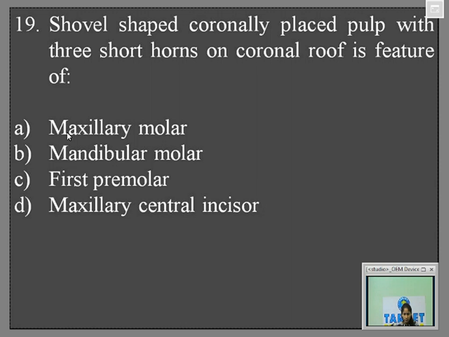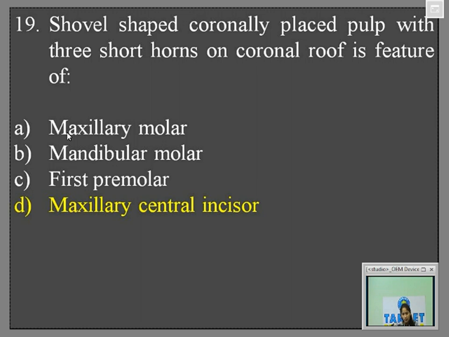Shovel-shaped coronally placed pulp with 3 short horns on the coronal roof is a feature of. So there is only one tooth which has just 3 pulp horns, and that tooth is your maxillary central incisor. The only tooth which has 3 pulp horns is your maxillary central incisor.